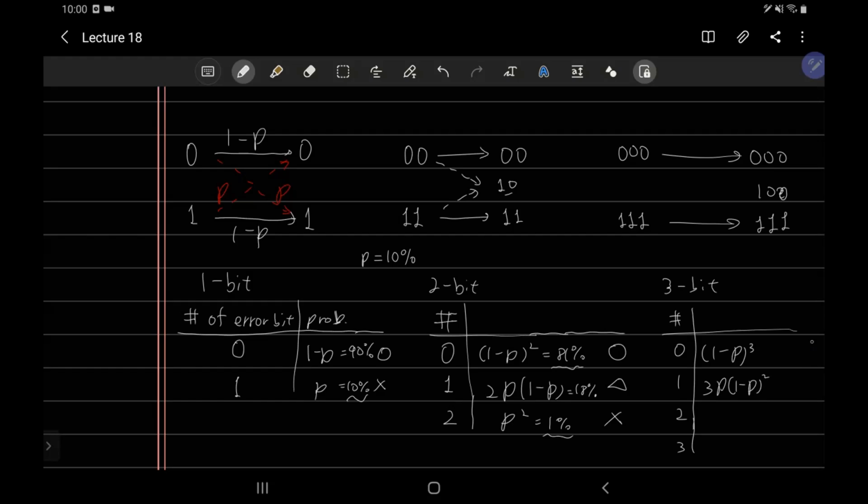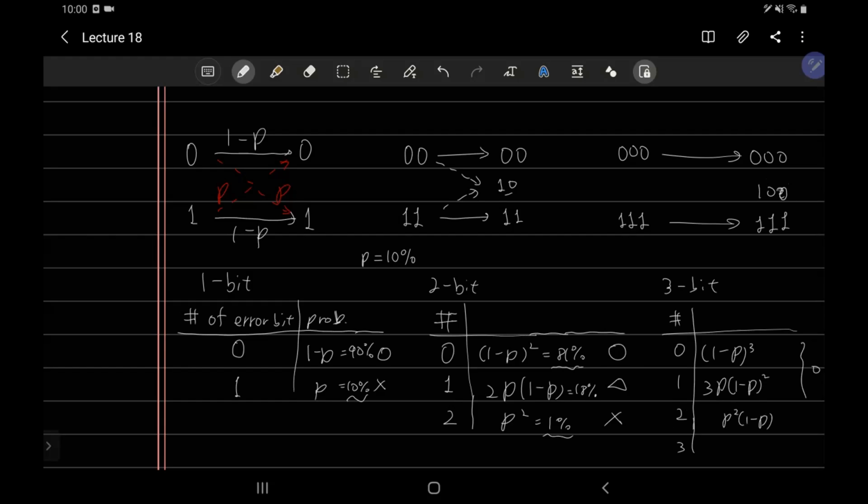So these 2 cases are still acceptable, while for the 2-bit error case, that will happen because 2 of the bits will be randomly flipped. In this case, if the first 2 bits were flipped, then the probability is p squared (1 minus p).